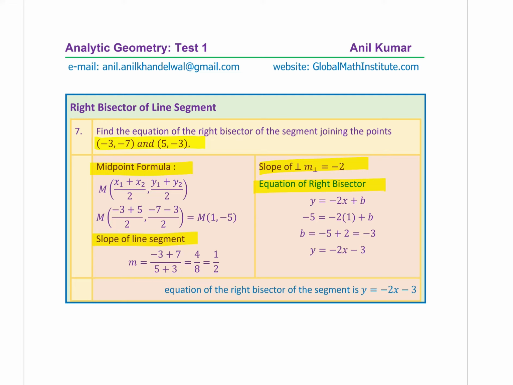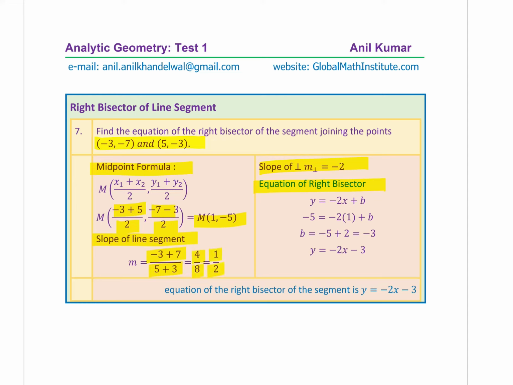So the midpoint of the given points, which are (-3, 7) and (5, -3), will be found by taking the average values of the x's and the y's, and you get the midpoint as (1, -5). Now, the slope of the given segment is y2 minus y1 divided by x2 minus x1. That gives you 4 over 8, which equals half.